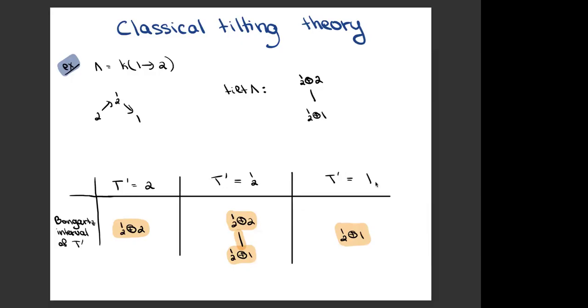If my T prime is 1, again, I look at all of these which contain 1. This is just, again, a single tilting object, so it's just a single element here. And if my T prime is 1, 2, then everybody here contains 1, 2. So here you go, that's my tilting module.